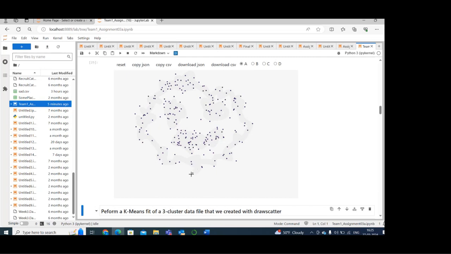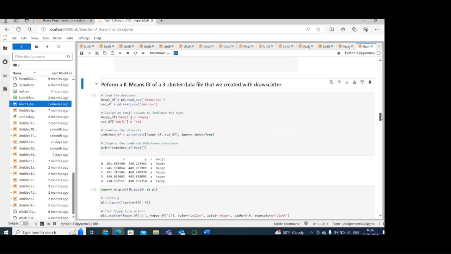We can download the data in JSON format, or we can download it in the CSV format. We have used the CSV format here. So after downloading the data, please scroll down. What we have done is we have loaded the data sets. So we have two data sets. One is happy face and another one is sad face.